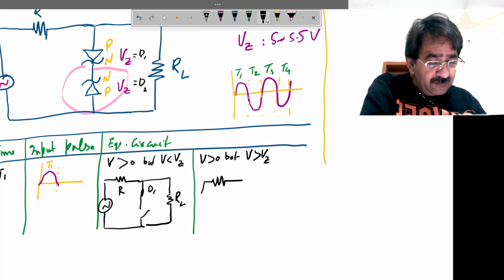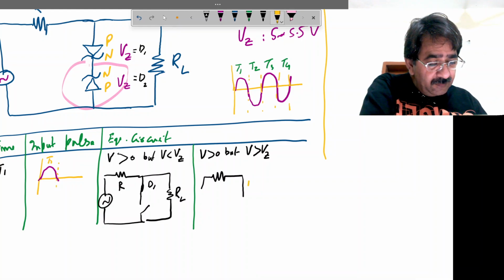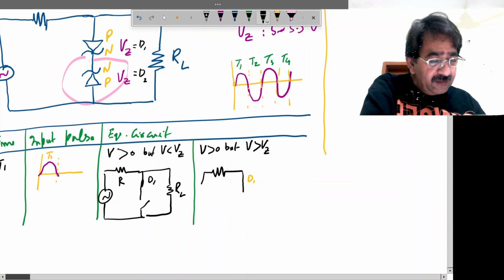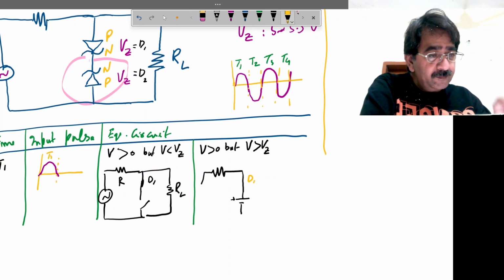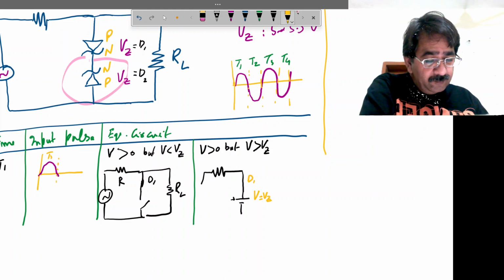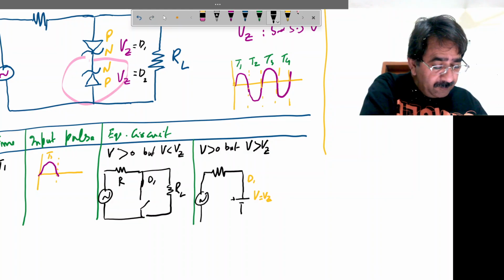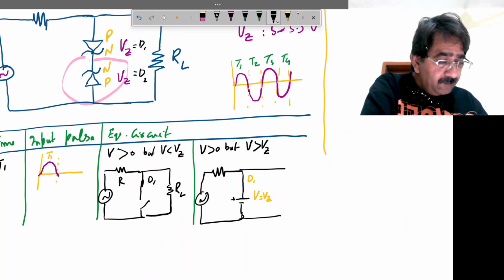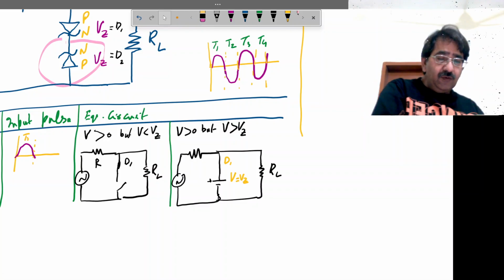So what will happen: this D1 will be a short circuit, and D2 will not be a short circuit, but it will behave like a voltage source whose voltage is equal to Vz. At the output you will get the load. There will be a load resistance.